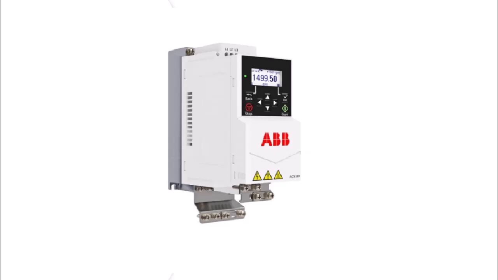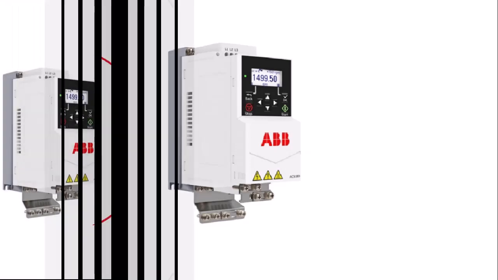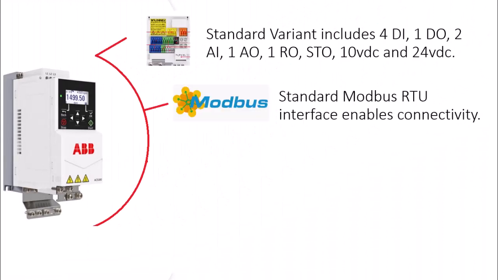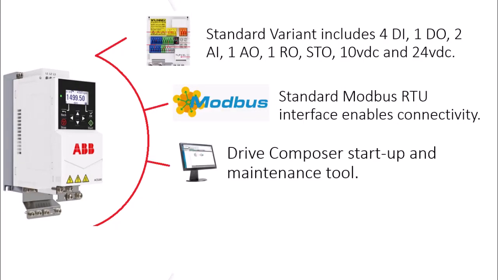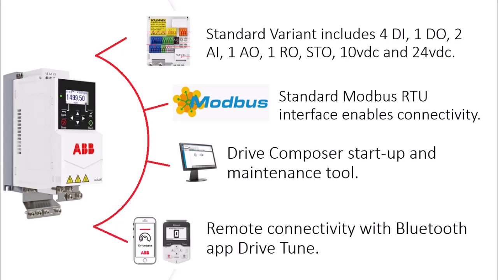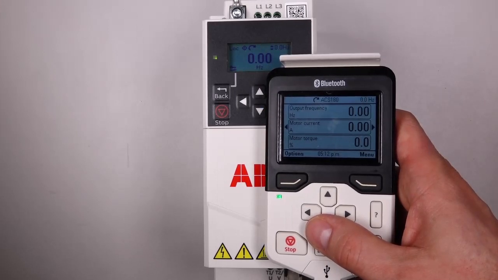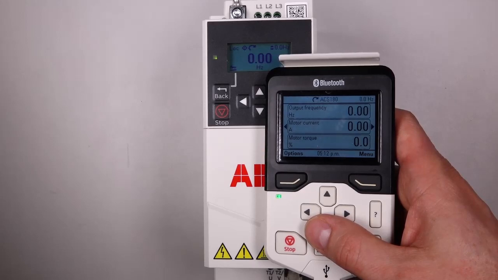ACS180s can be commissioned and configured for control by a variety of source signal types. Examples include discrete IOs, Modbus RTU Fieldbus Protocol, Drive Composer PC Tool, and Bluetooth connection via ABB's DriveTune app and Bluetooth control panel. In this video, we will demonstrate a commissioning for common discrete IOs using the drive's integrated control panel and an external control panel.